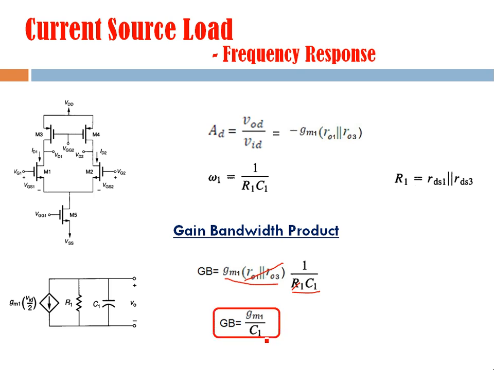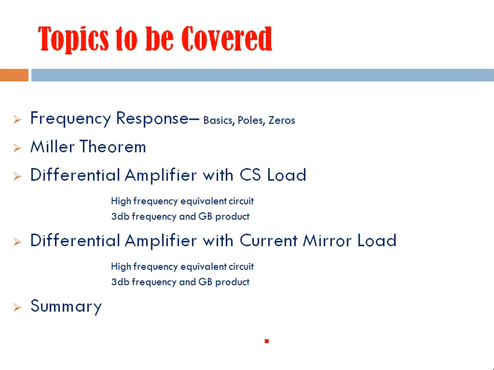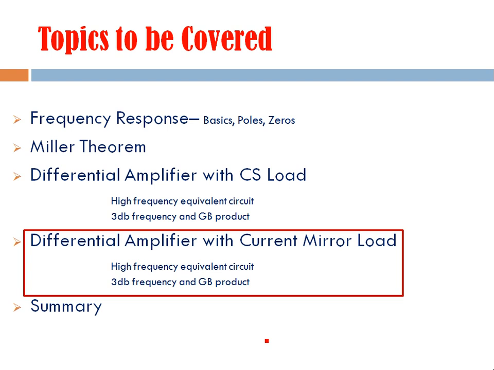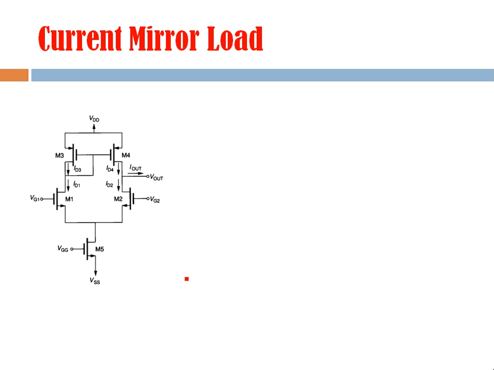Now we have completed our frequency response related discussion in case of the differential amplifier with current source load. Now we will move to the second kind of circuit, where the differential amplifier with current mirror load is considered. In this case also we will repeat exactly the same steps. First we have to find out the high frequency equivalent circuit, and then we will find out the 3 decibel frequency and gain bandwidth product.